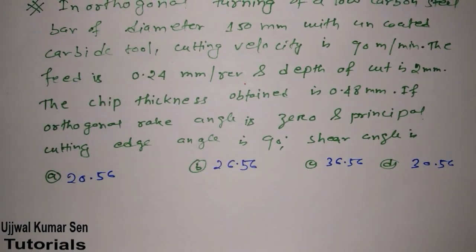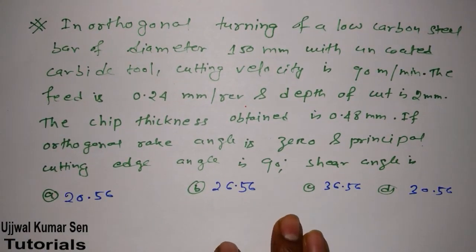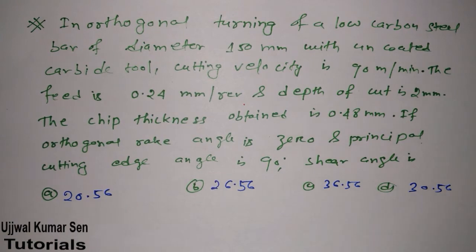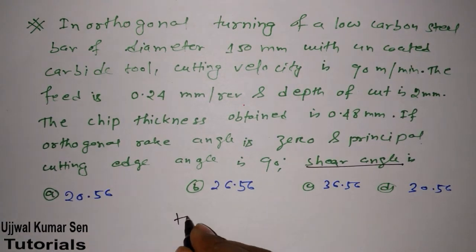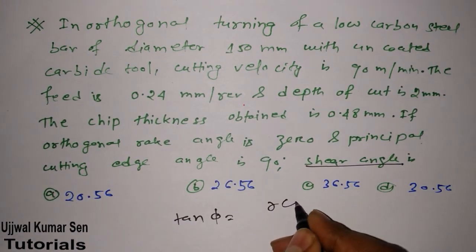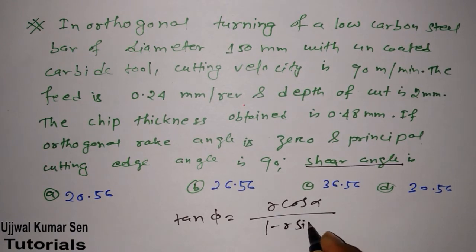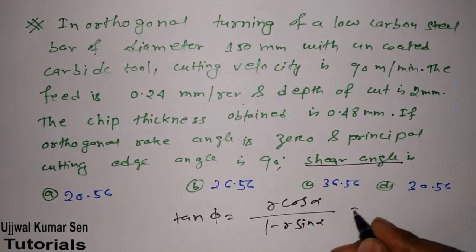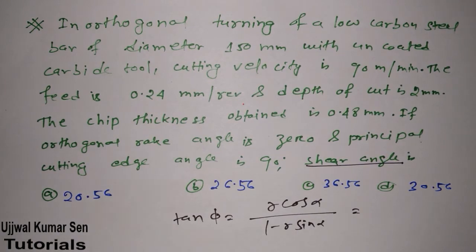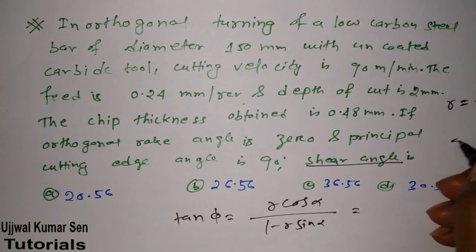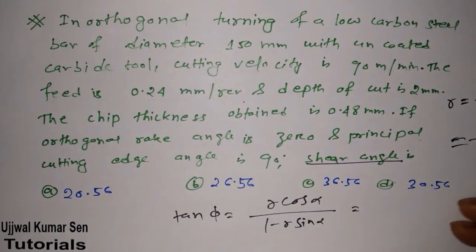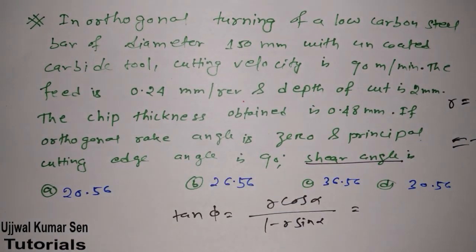Here we have a question that has been asked in GATE previous papers. I hope you can read the question. In this question we have to find the shear angle. So we know that tan phi is equal to r cos alpha by 1 minus r sin alpha. We have to first find r. I have already shared what r is: it is the thickness ratio, uncut by cut. So we have to find these thicknesses from this question.